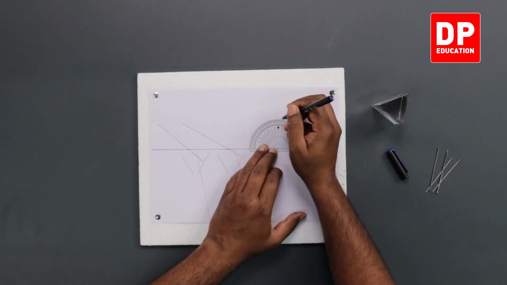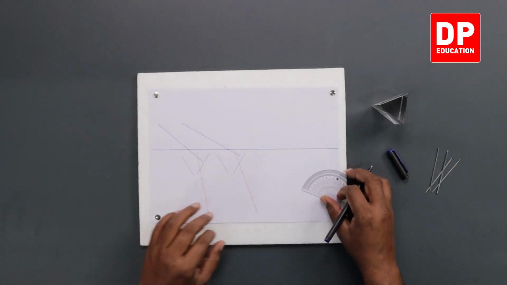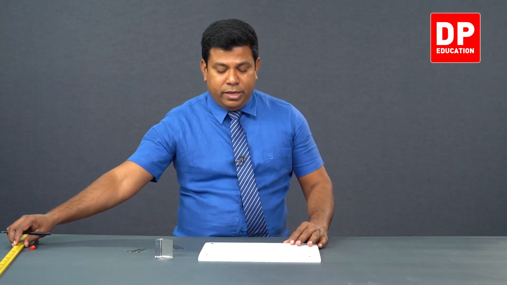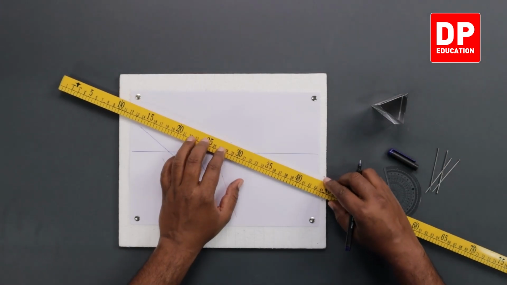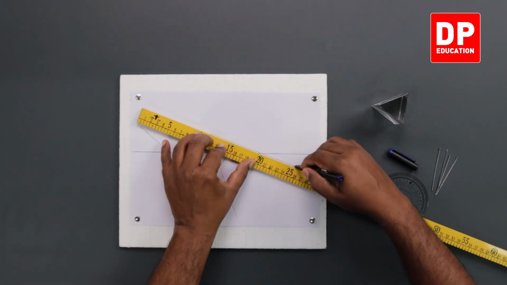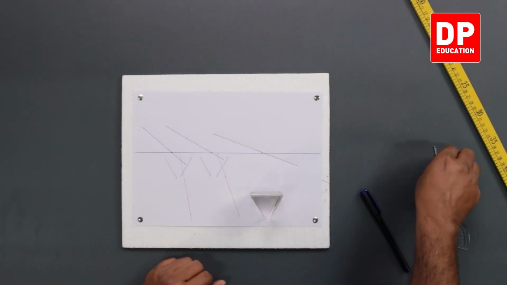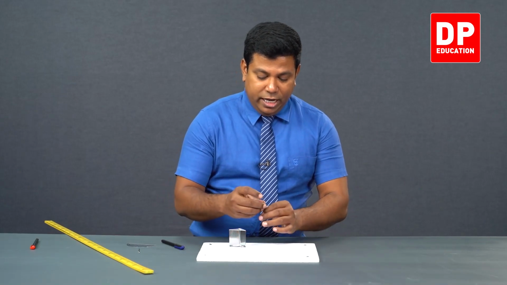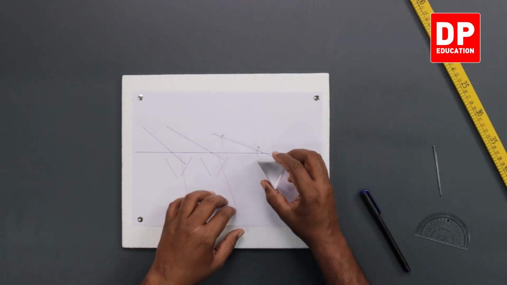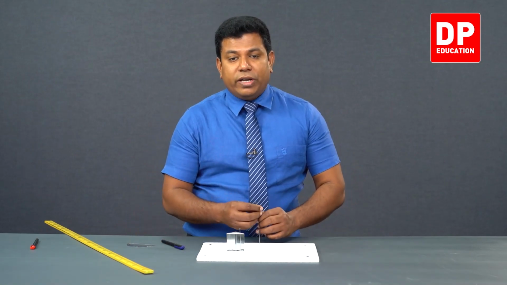All right, students, the last one, 70 degree. Let's mark 70 degree. 70 from the normal means 20 from the horizontal. Now we can mark the incident ray. Then we will keep the prism and mark the two pins vertically and in as much distance as possible. Keep the prism and let's fix the two pins to mark the emergent ray's path.